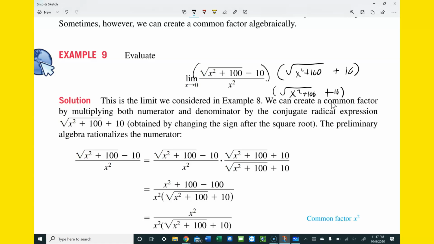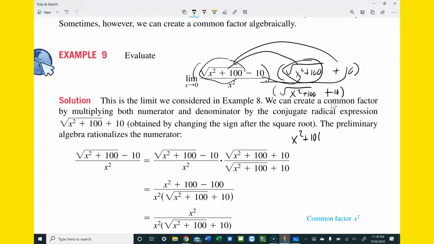Then I do all my distributing, kind of like the FOIL method. When I multiply this with itself here, I'm going to get just x squared plus 100. Then when I multiply this with the positive 10, and the same thing here with the negative 10, they're going to give me terms in the middle that will cancel: 10 square root of x squared plus 100 minus 10 square root of x squared plus 100. They cancel in the middle, so I'm not going to write that down. But then I have negative 10 times positive 10, which gives me minus 100.